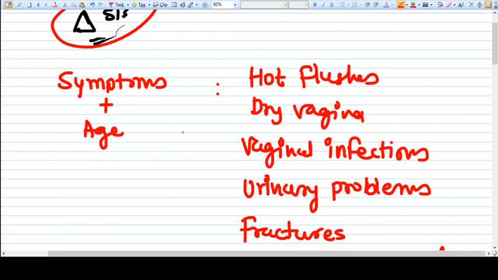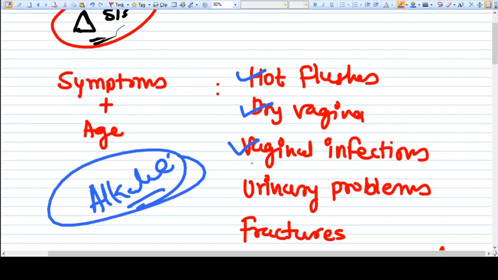So what are the symptoms in menopause? Hot flushes, dry vagina. Because of the dry vagina and alkaline environment of the vagina, which was acidic at the time of estrogen, now the estrogen levels are so low that the vaginal environment becomes alkaline, and that's why it's more prone to infections. So vaginal infections are there, urinary problems are there because the urethra is also associated with the vagina and mucosa.